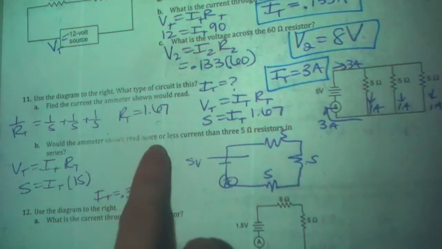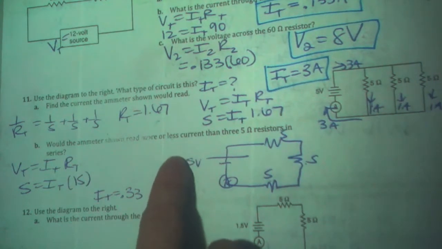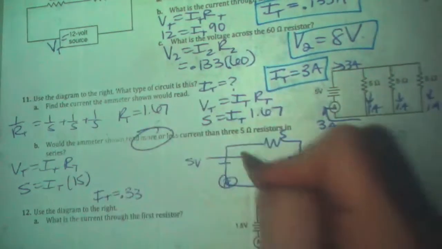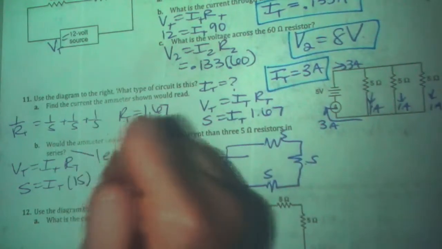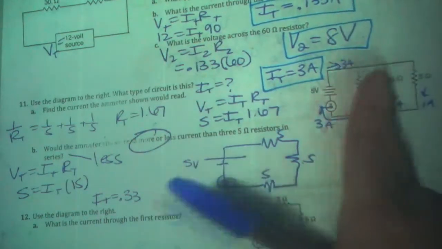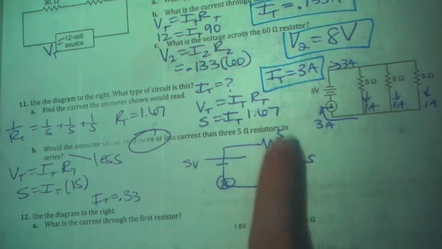So the ammeter shown would read more than the 3 in series. The one in series would be less. The parallel would read more because it has a smaller R total, more current. This has a greater R total, so less current.